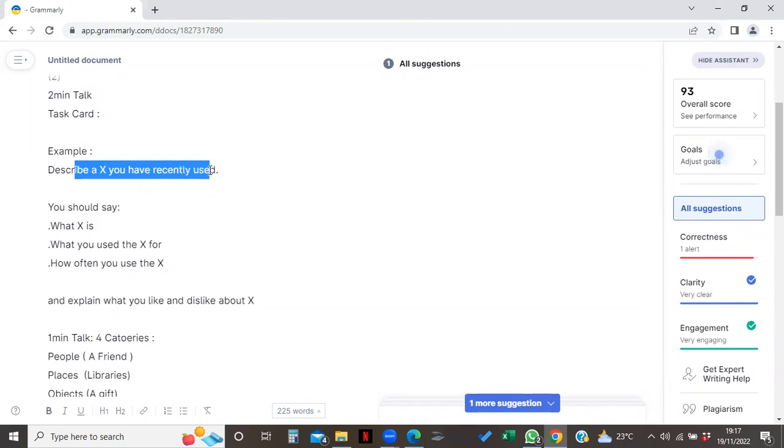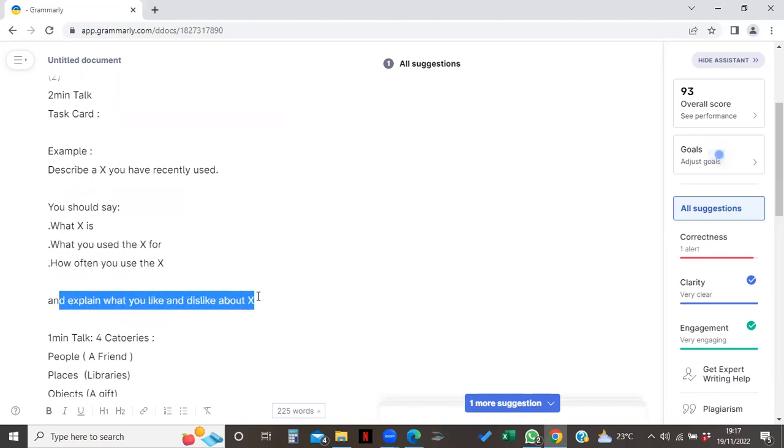Describe an X you have recently used. X could be anything, right? It could be a mobile, it could be a headphone, anything. I'm just giving you an example. What you should say, these are the main pointers: what X is, what you use the X for, how often you use the X, right? And explain what you like and dislike about X. Now, these are the pointers. If you even miss one pointer, you are going to lose your marks, right?